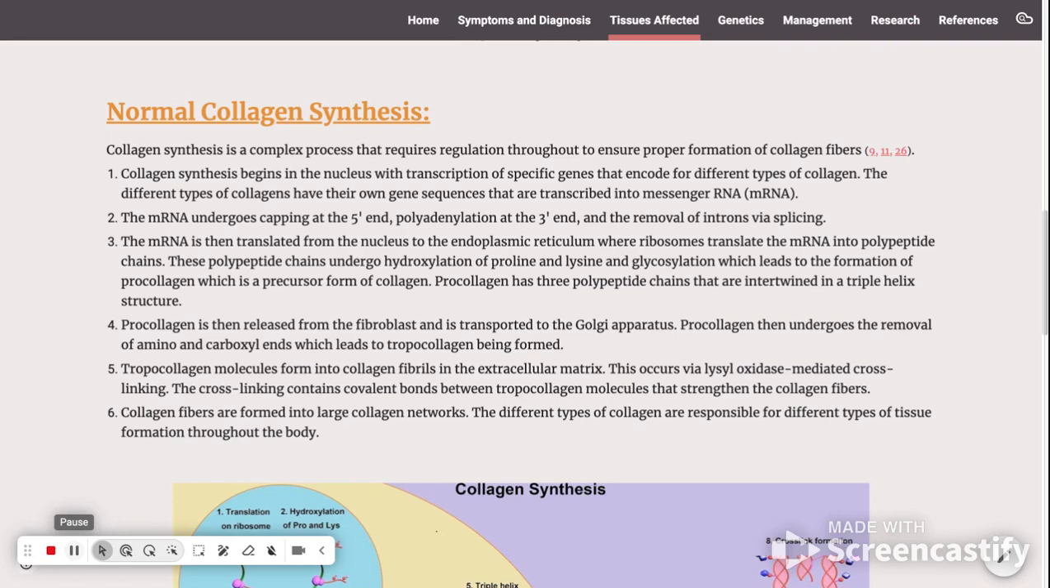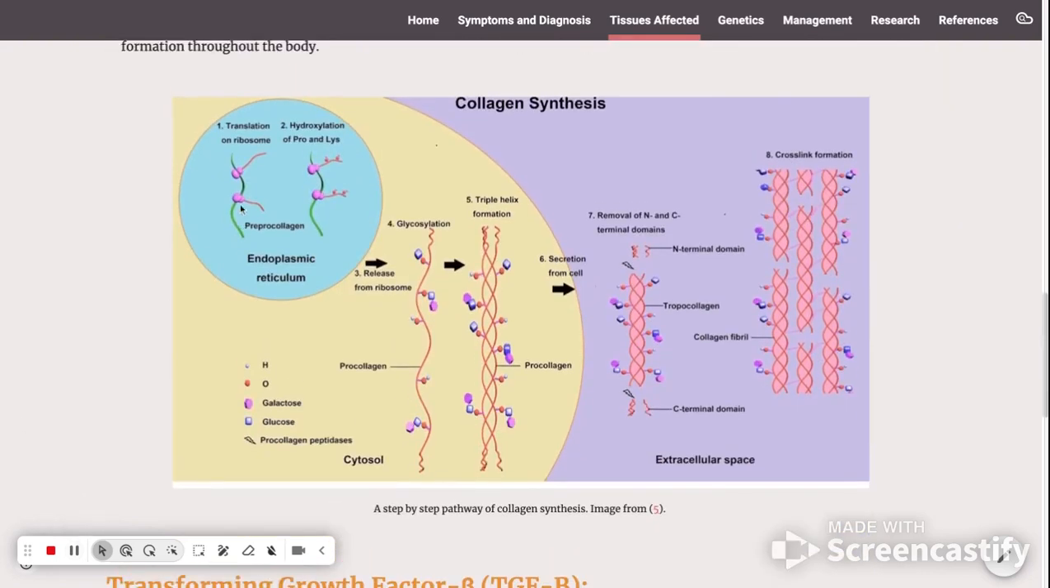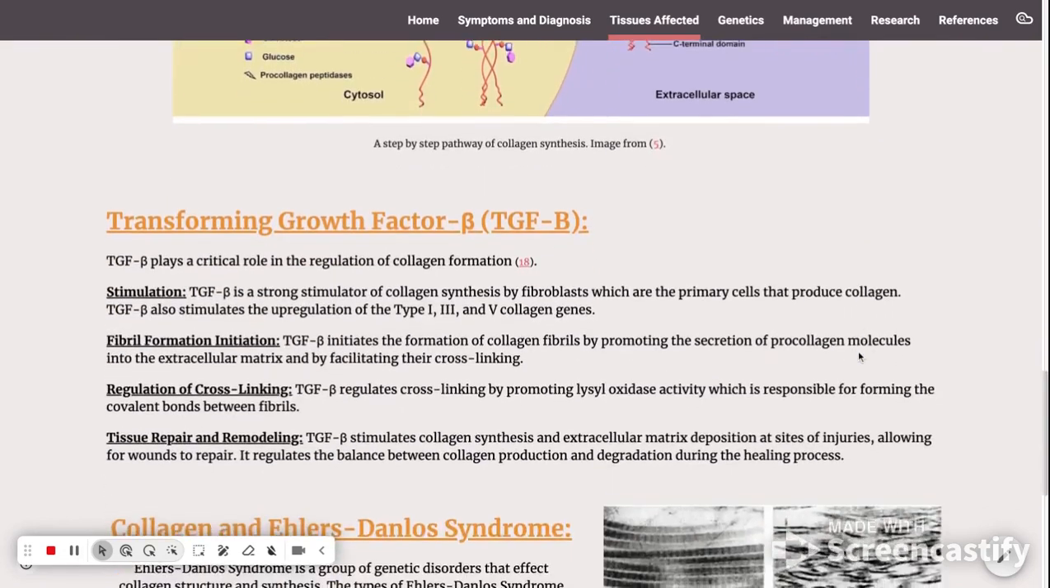And that will also occur via lysyl oxidase, which is going to mediate the cross-linking between these fibrils. And once this cross-linking happens, it's going to basically contribute to the strength and stability of collagen fibrils, and then it's going to be organized into larger collagen fibers in the tissue. And as you can see here, this is also the step-by-step of the collagen synthesis.